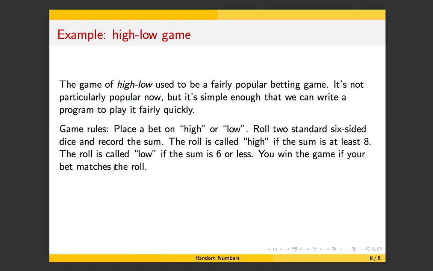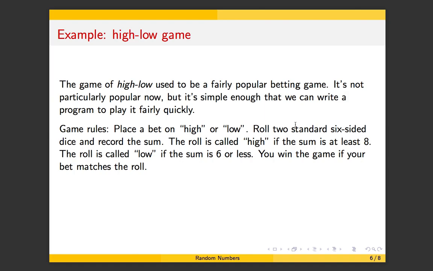So 6, 5, 4, 3, 2. And you win the game if your bet matches the roll. So if you bet high and the roll is high, you win. If you bet low and the roll is low, you also win. So you can win 2 ways, right? Because you have 2 different bets you could make. If you bet high and the dice roll is low, you lose, right?